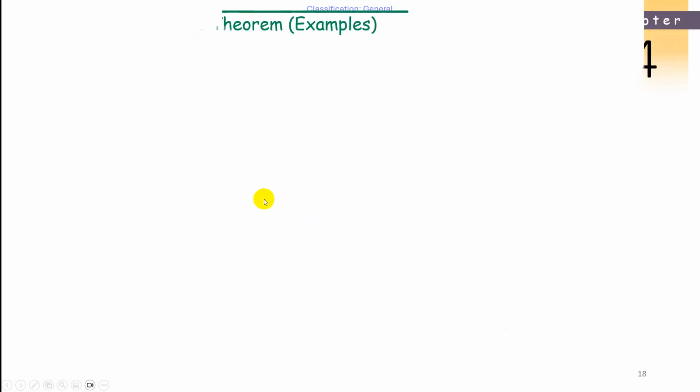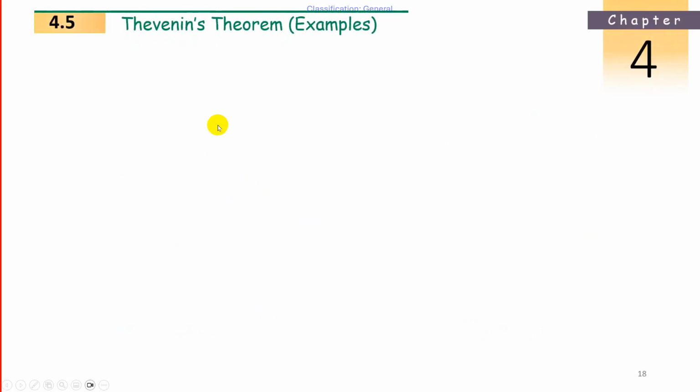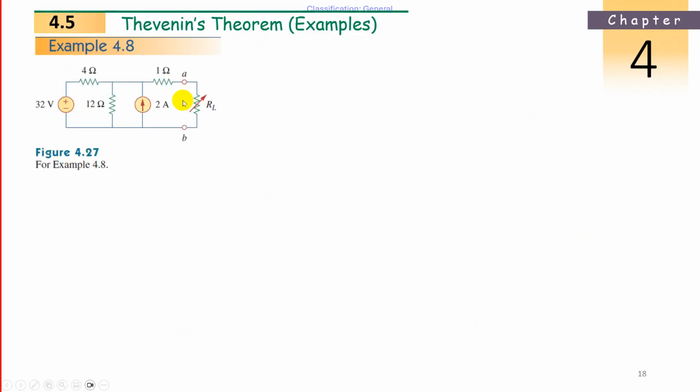Now let's have an example here. Check how many elements the example has: one, two, three, four, five elements. In that, one is a voltage source and one is a current source. These are independent ones, so no need to worry. Across this element number 6, that is where we want the Thevenin equivalent resistance and the Thevenin voltage. Just remove this RL and calculate the equivalent resistance.